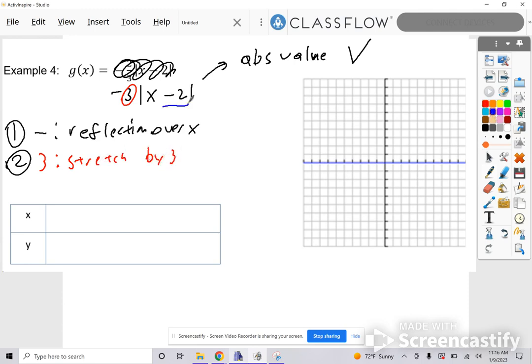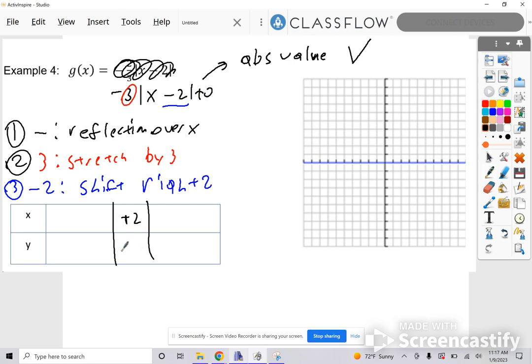Okay, and then the -2 is going to be a shift right 2. Again, it's always the opposite. Negative feels like it should be left, but it's the opposite. So my vertex, and this one does have a vertex, is going to be at positive 2. Change the x, leave the y.